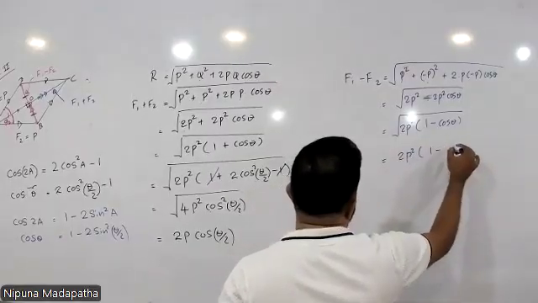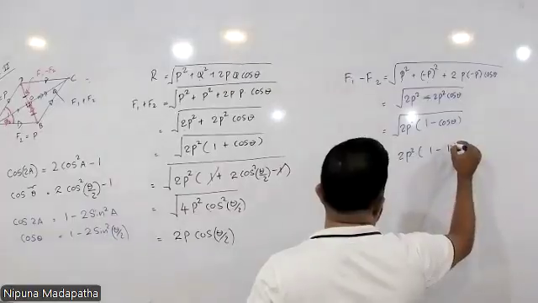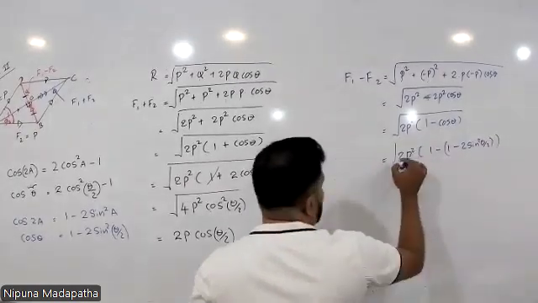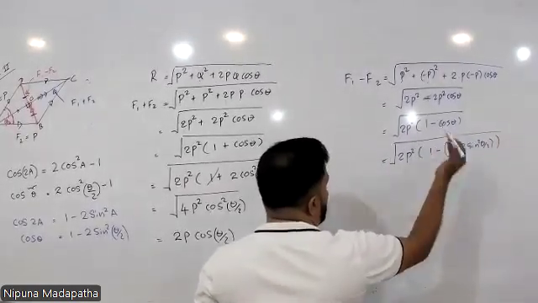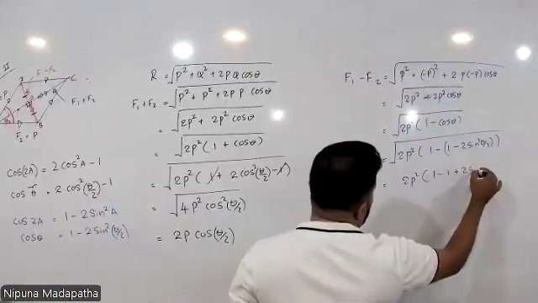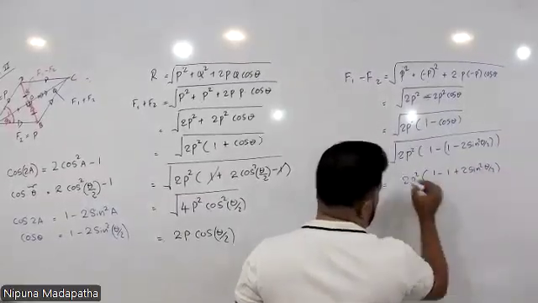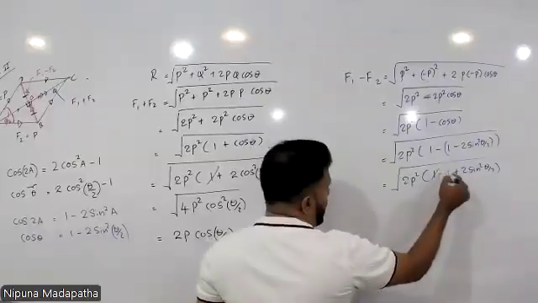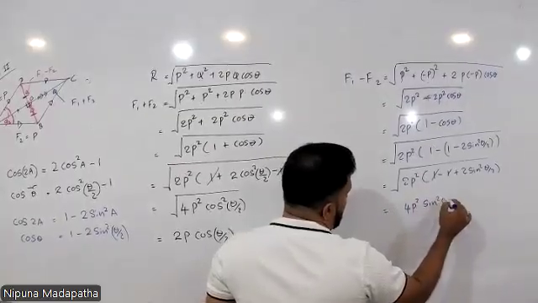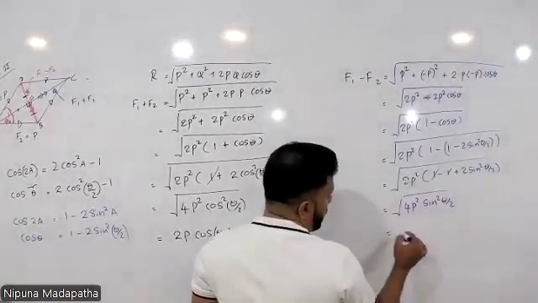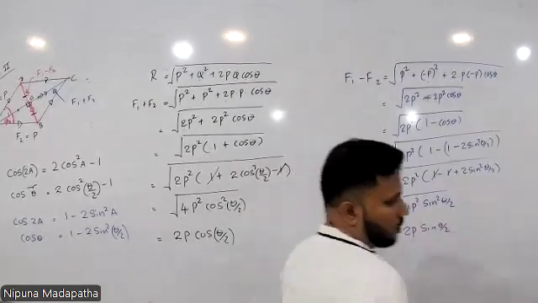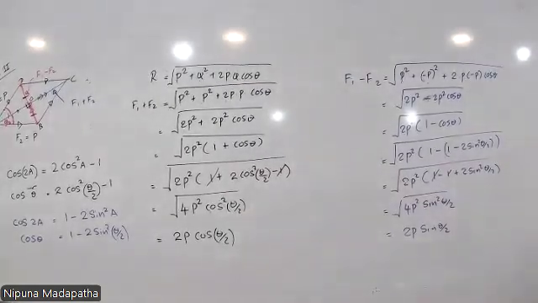So 2p squared times 1 minus 1 plus 2 sin squared theta over 2, all under the square root. So 1 minus 1 cancel, and 2 into 2 is 4. 4p squared sin squared theta over 2 under the square root. The answer is 2p sin theta over 2. Right?